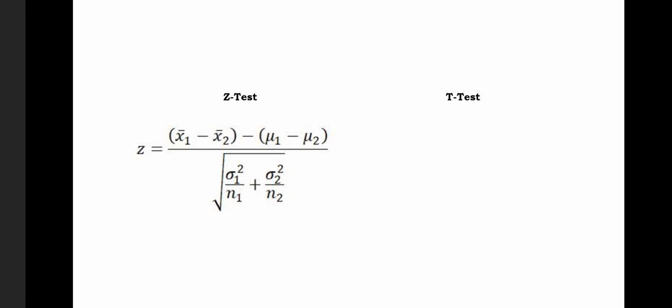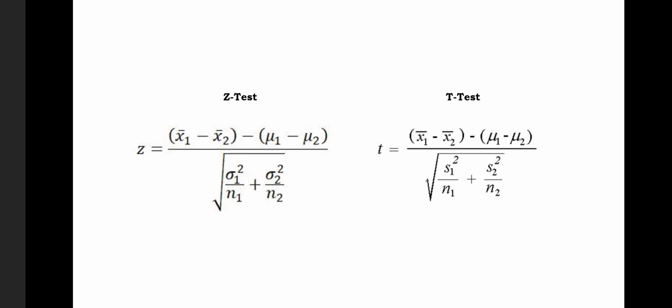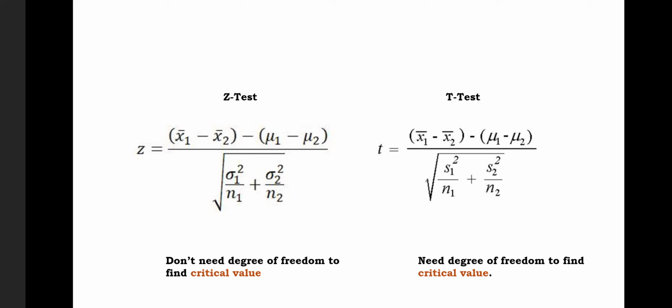Now, if we see one more Z test and T test comparison, the Z test was having this formula, right? But the T test does not have the same formula. In the T test, under the root, you need the sample standard deviation, not the population standard deviation. So that is the only minor difference between both the tests. Now, one more difference is that the Z test doesn't need degrees of freedom to find the critical value, but a T test actually needs degrees of freedom to find the critical value.